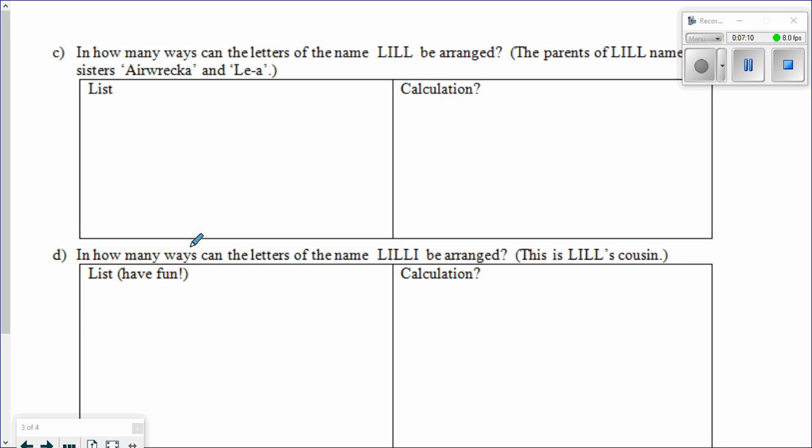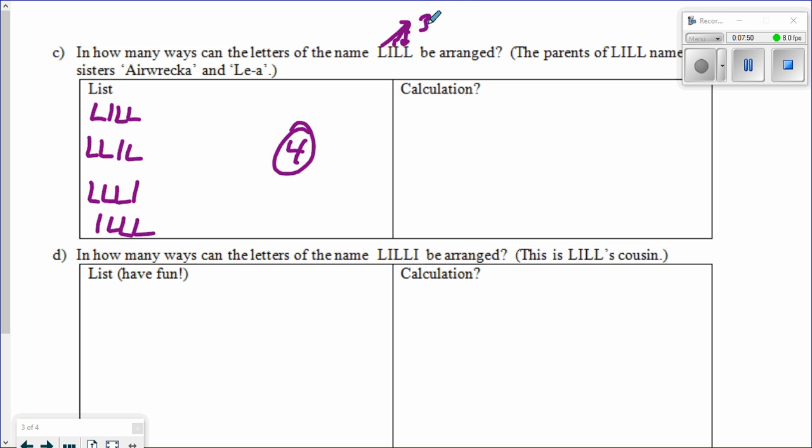So now we have Lil. If we wanted to organize them, it's not Lily, it's Lil. So we could have L-I-L-L, L-L-I-L, L-L-L-I, or I-L-L-L. So I get 4. In this case, we have 3 things that are non-distinct. So we have 3 L's.